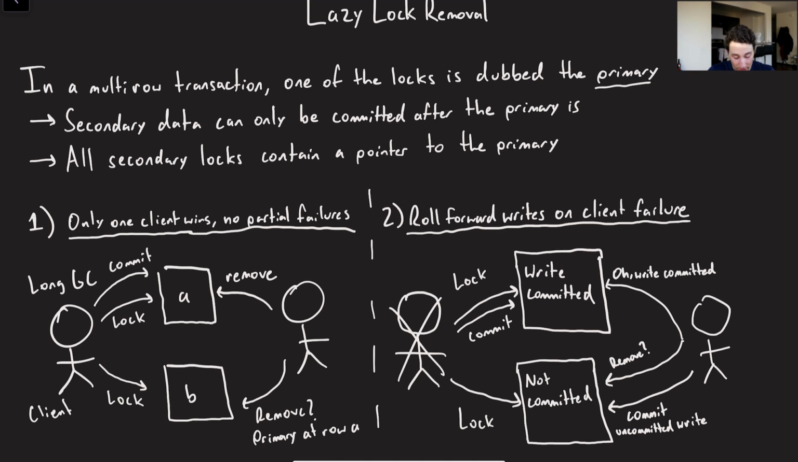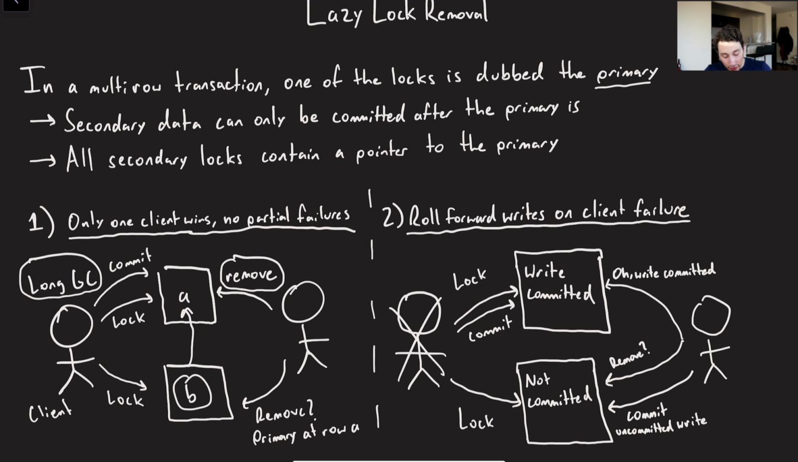So what does that accomplish for us? Let's say we're in the same situation as before, right? This guy has a long garbage collection after grabbing those 2 locks. This guy tries to remove the lock on node B. But it's going to see, hey, the lock that I'm about to remove is actually not the primary. In fact, it has a reference to the primary lock over here at row A. I have to go remove that lock first. So we're going to now try and remove the lock at node A.